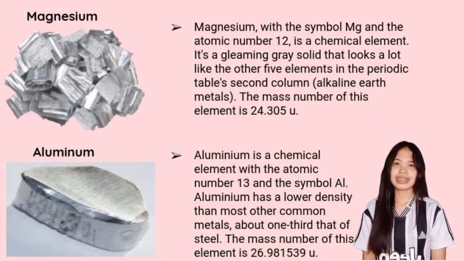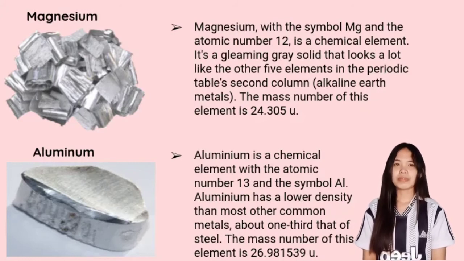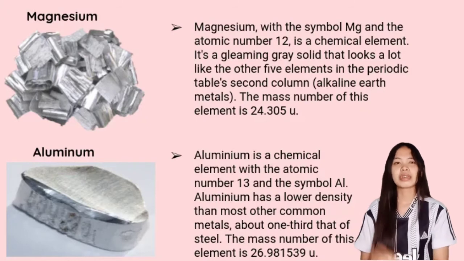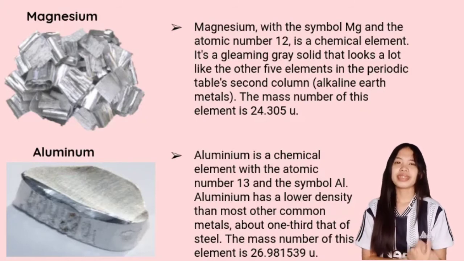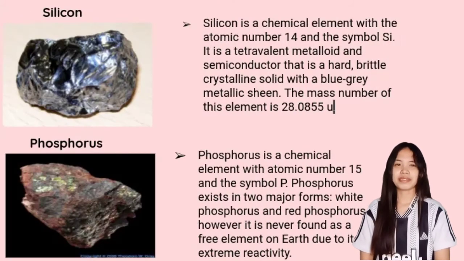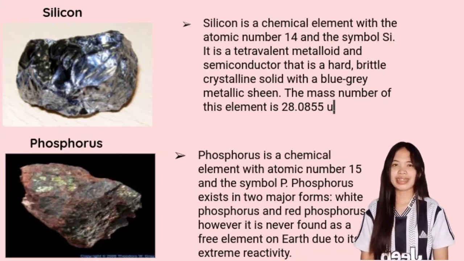Aluminum. Aluminum is a chemical element with the atomic number of 13 and the symbol is Al. Aluminum has a lower density than most other common metals, about one-third that of steel. The mass number of this element is 26.981539 U.